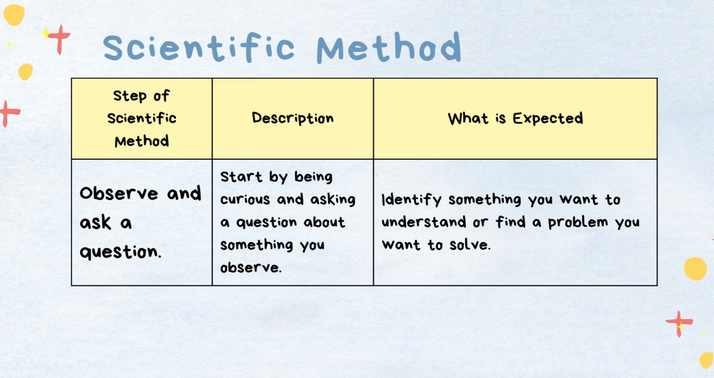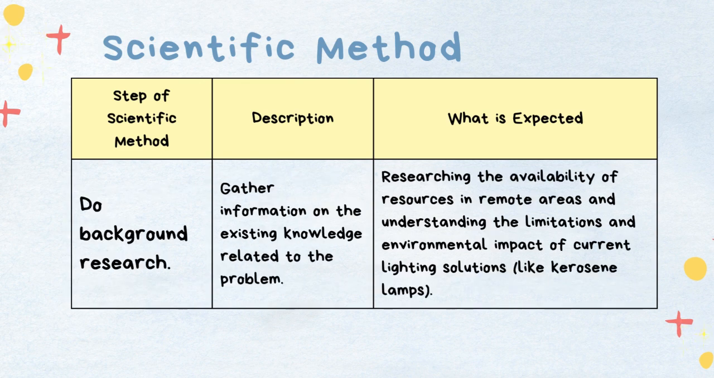Meanwhile, here are the steps of the scientific method, their descriptions, and what is expected to happen. Observe and ask a question. Start by being curious and asking a question about something you observe. Identify something you want to understand or find a problem you want to solve. Do background research. Gather information on the existing knowledge related to the problem.